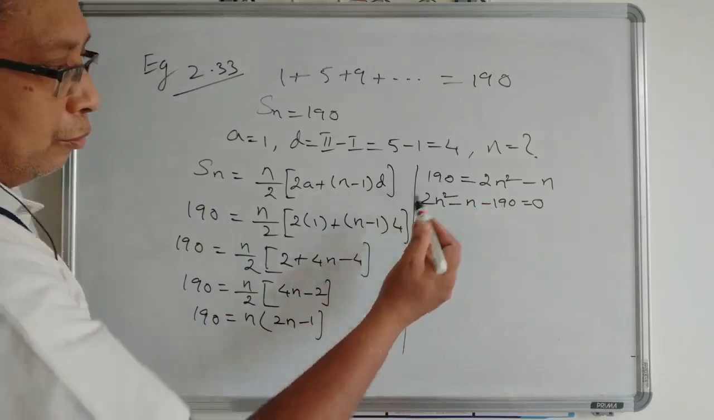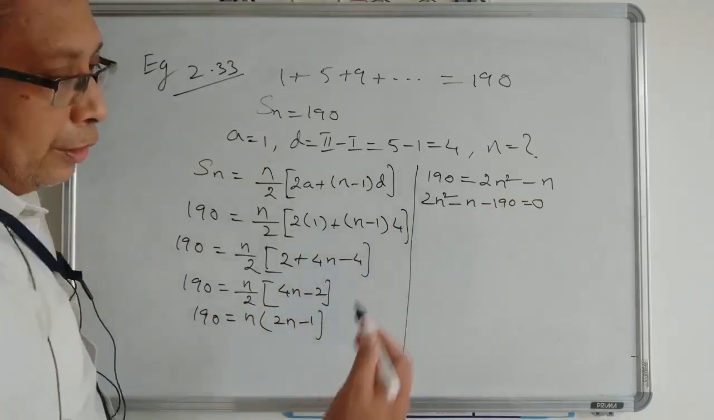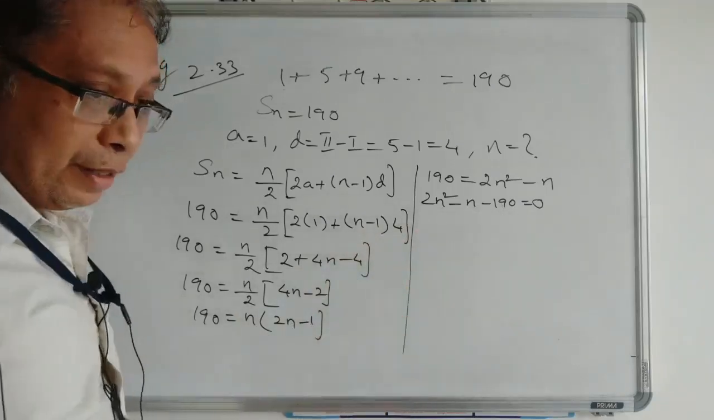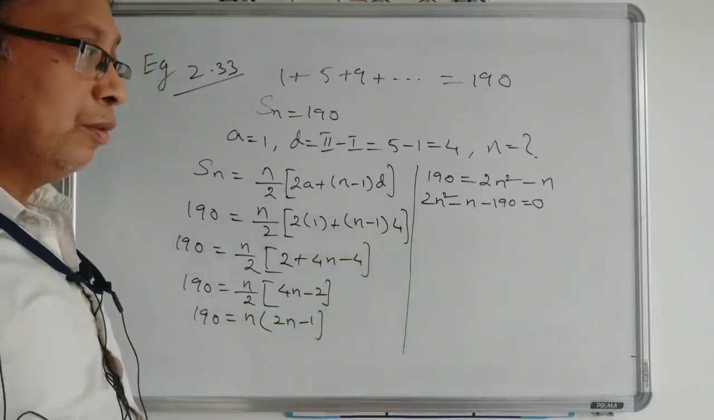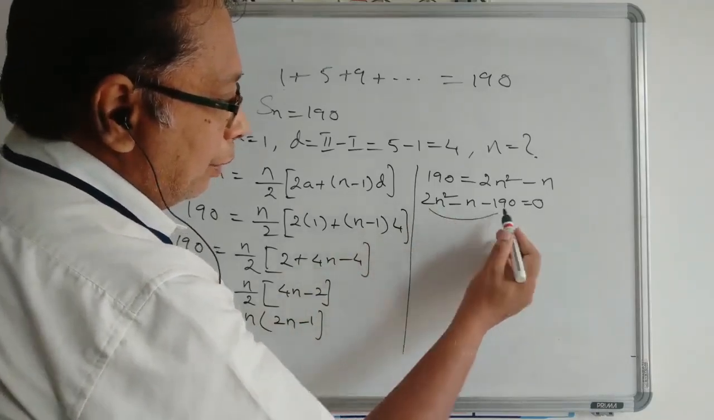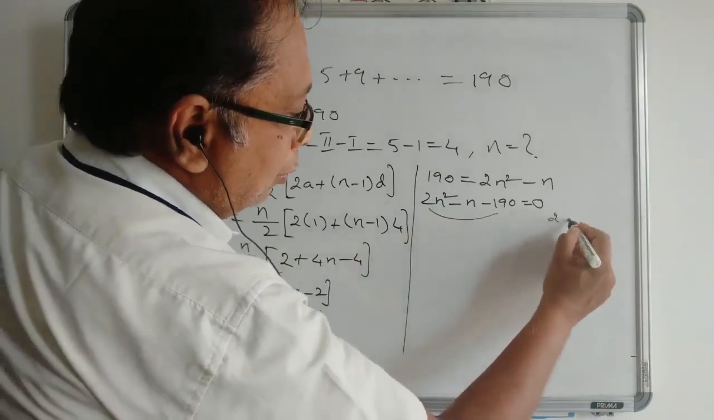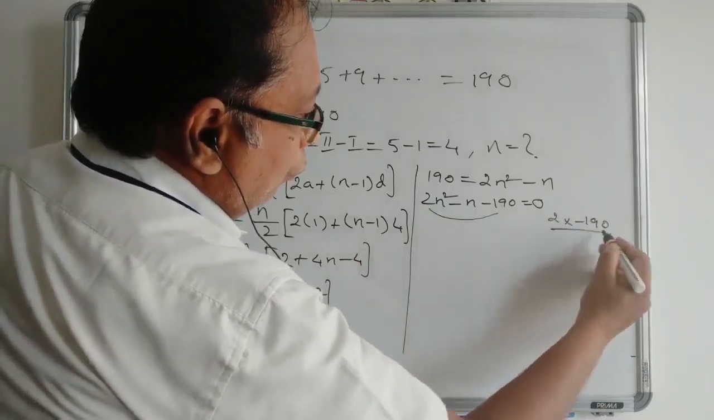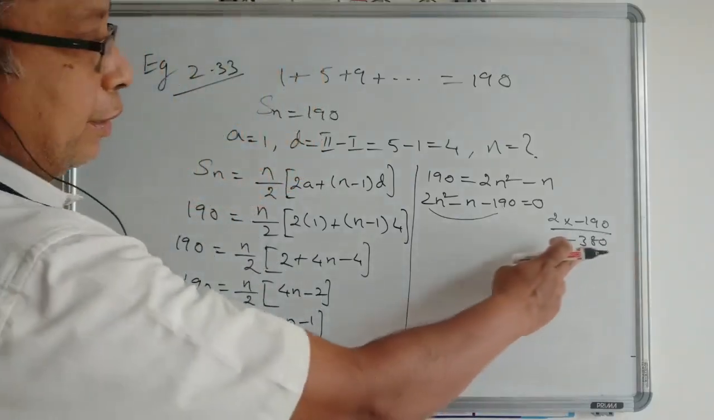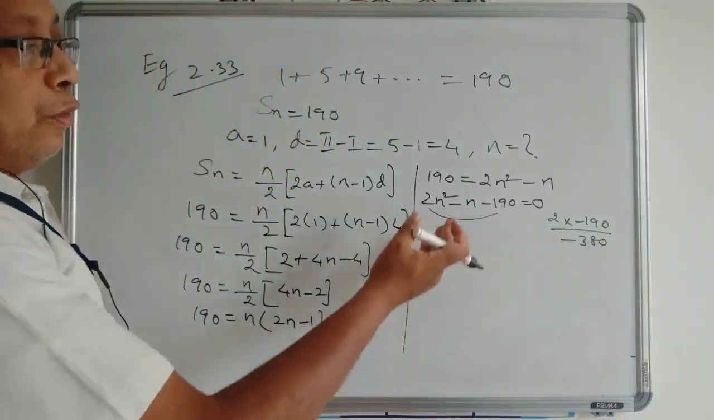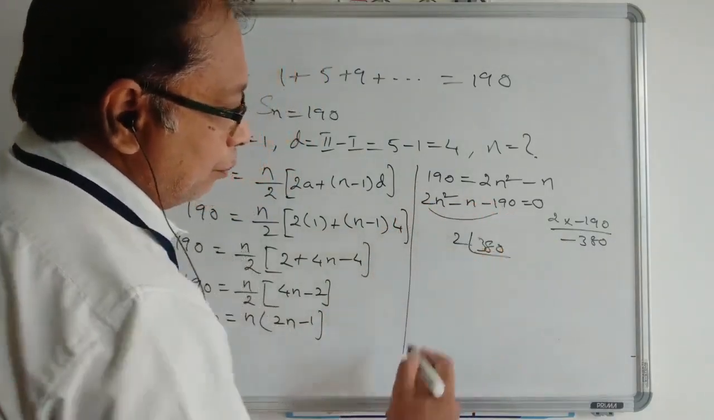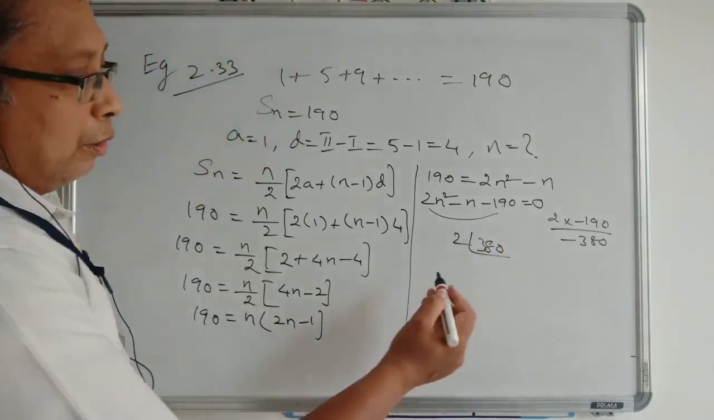You see the power is 2. Therefore this equation is called a quadratic equation, so it has two factors. Now we factorize it. We multiply the coefficient of the first term and the last term, 2 into minus 190, and we get minus 380. The product is minus 380 and the sum is minus 1.